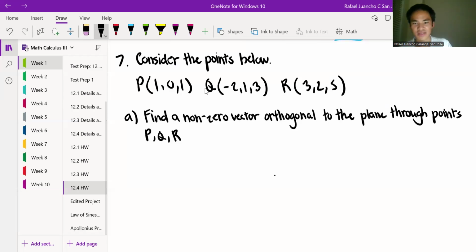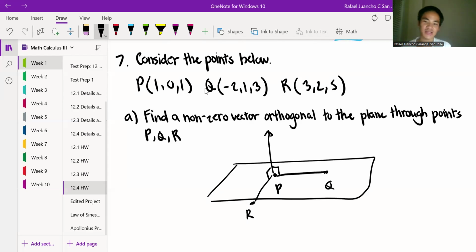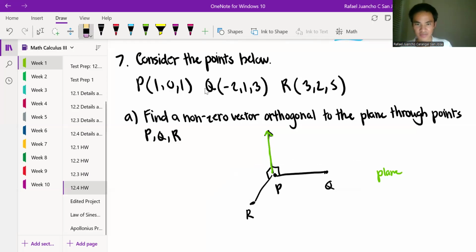So let's look at it in 2D. We have, let's say, points P, Q, and some R here. We want to get this vector here, and this gives us perpendicular, and these are all in that plane. So what does that entail? This vector here in green, I'm changing it to green, is also perpendicular to this plane, not just to these points here. And it has to be non-zero.